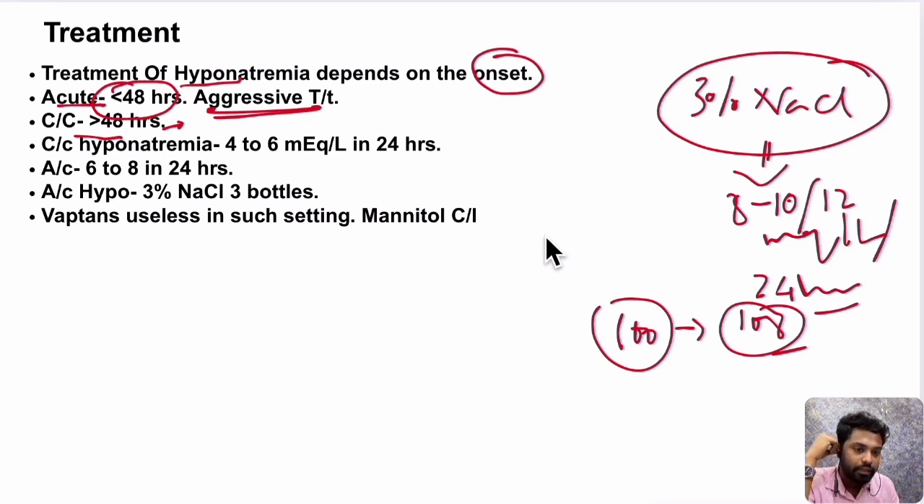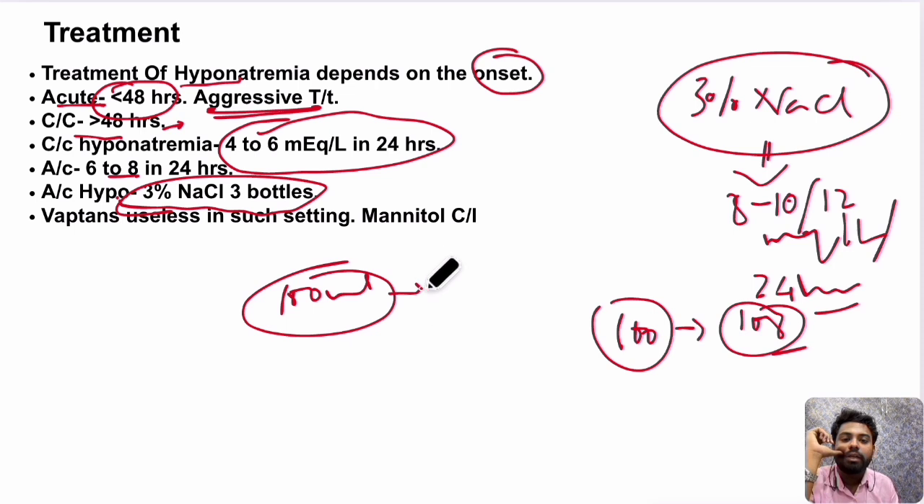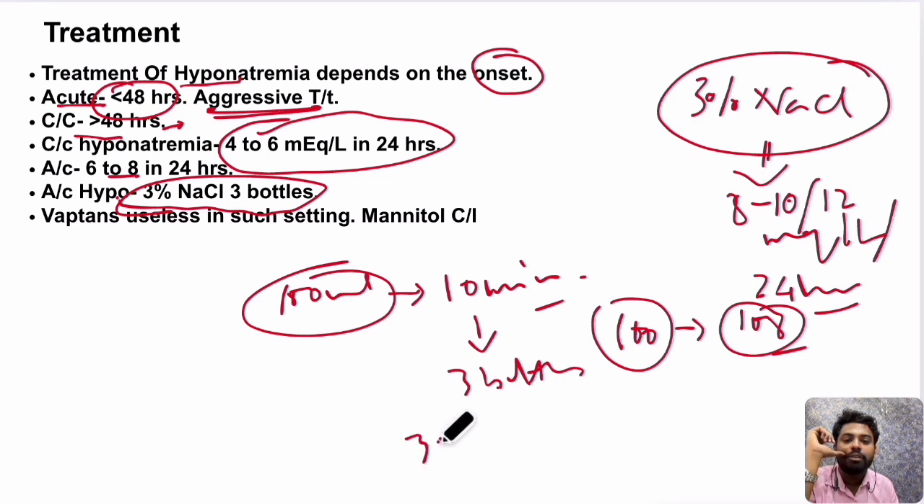Why this 48 hours timeline? I will explain it. Chronic hyponatremia, 4 to 6 milliequivalent per liter in 24 hours, 6 to 8 or 8 to 10, like that. Acute hyponatremia, 3% NaCl, 3 bottles of 100 ml. Each 100 ml will be infused in 10 minutes, so 3 bottles in 30 minutes.